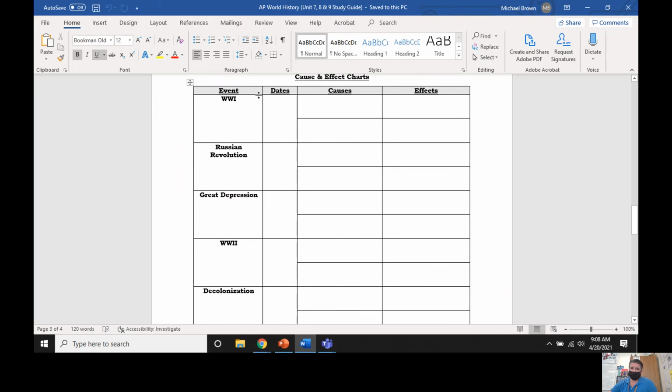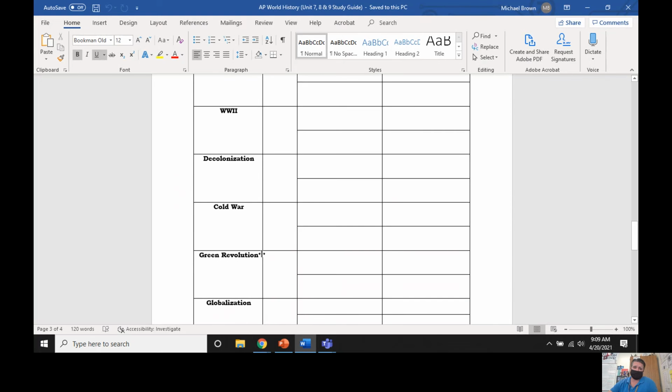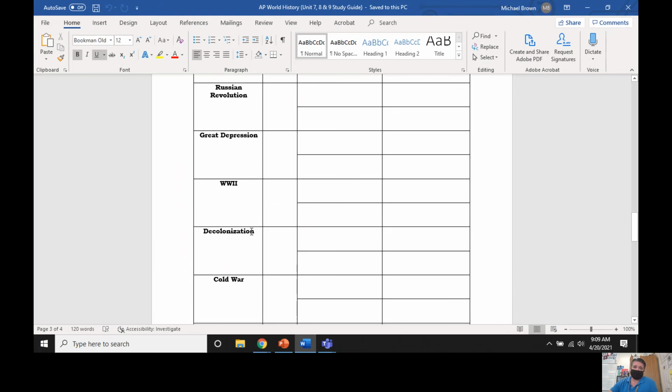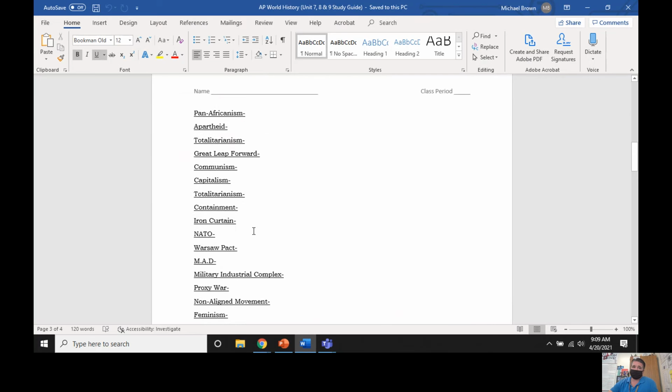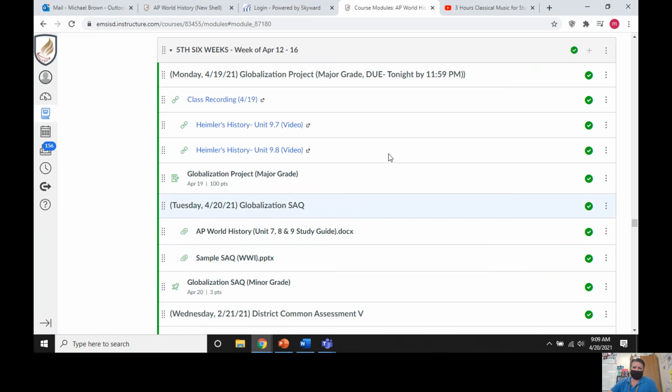Second part, cause and effect charts. Some of the major things we studied: World War I, the Russian Revolution, Great Depression, World War II, decolonization, the Cold War, the Green Revolution, which comes up a couple times. I would definitely know what that is. And then in general, the project that you just completed, globalization. Again, this is just to look over, to give you a point of emphasis to definitely study in your notes. Before we get to the SAQ, let's look at some other stuff as well.